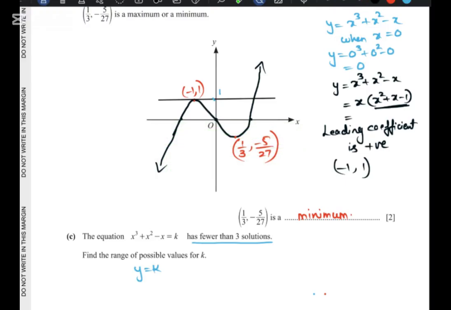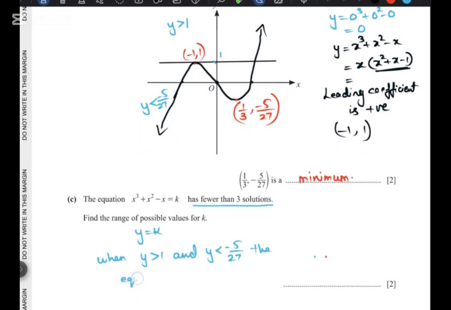So here what is the case is when y is greater than 1 and when y is less than minus 5 by 27, there are less than 3 solutions. So write down that when y is greater than 1 and y is less than minus 5 by 27, the equation has fewer than 3 solutions.